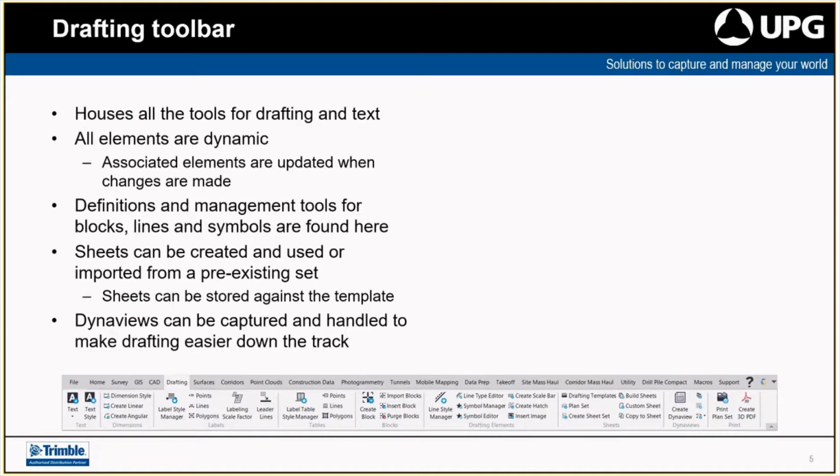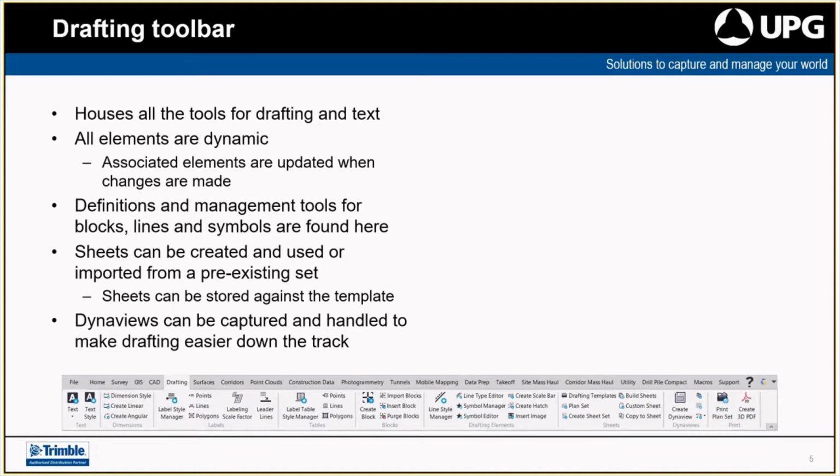On the left-hand side, we're setting up our text styles and just placing text in general, then dimensioning, then labeling and the tables. When we're looking at labels and tables, it's all dynamic. So if you edit something in the view and it's linked to a text element, then that text element will be updated as well. The same way that if you set up a text style, then those elements will be updated as well, and we'll cover that a little bit more.